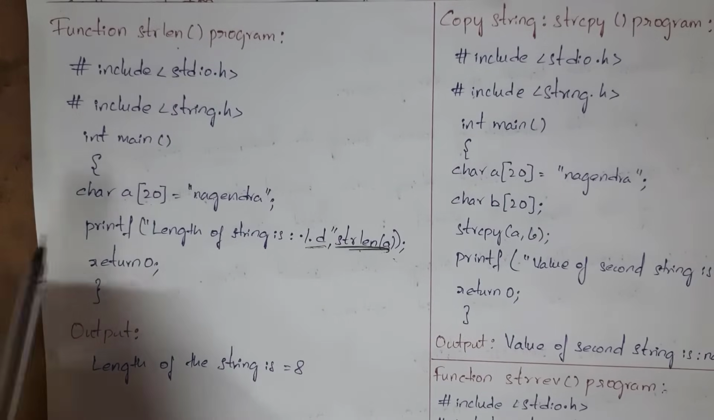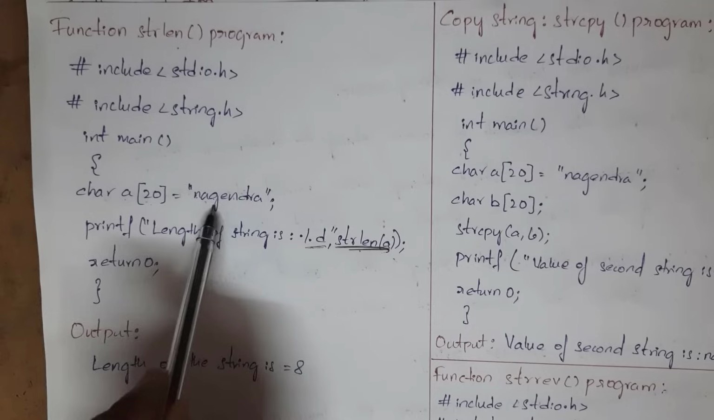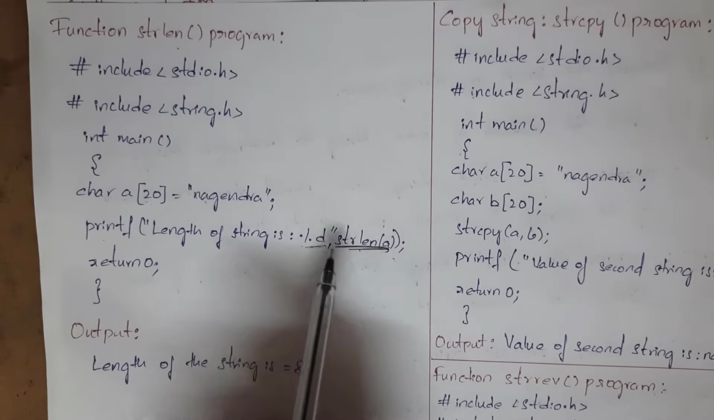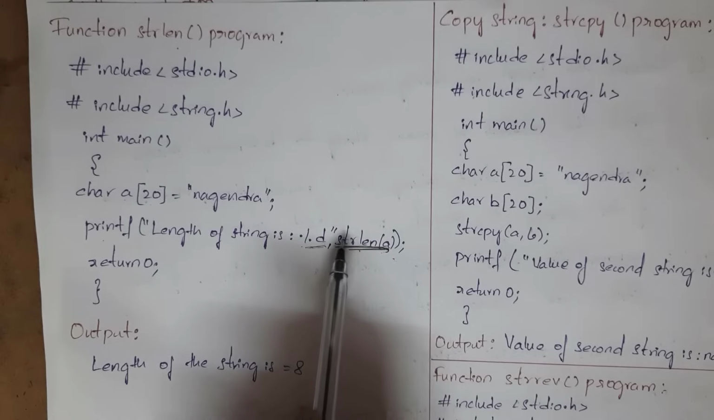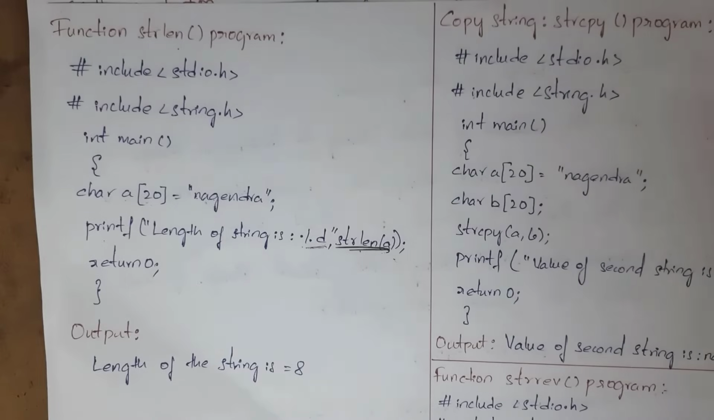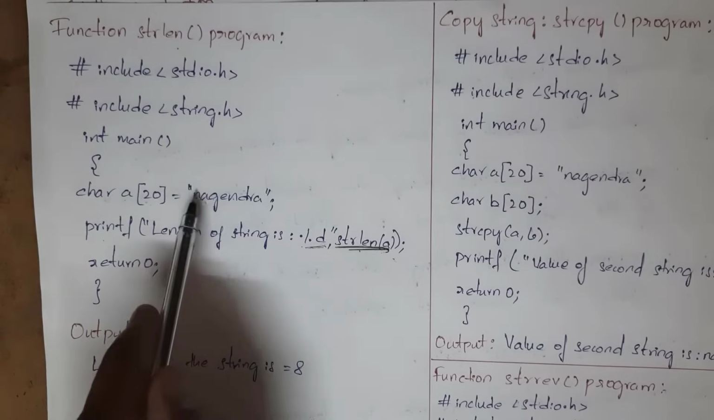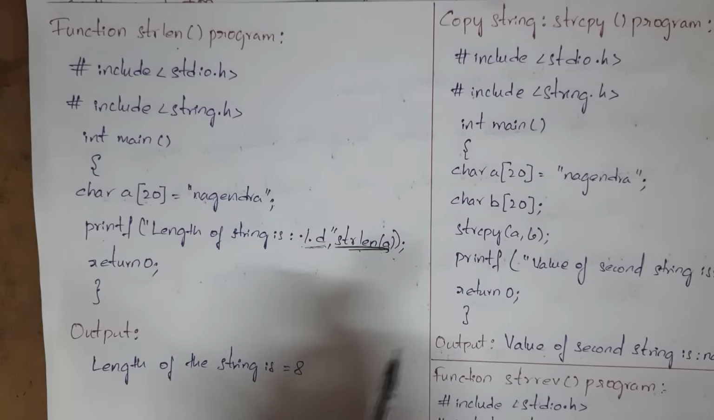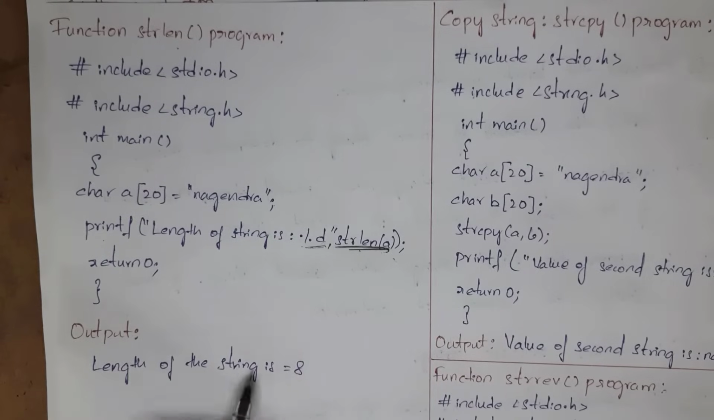This is example. Here I written character A of 20 equal to Nagendra, and inside printf I written length of string is %d comma strlen of A. By writing strlen of A, it will count length of string A. That means it will count how many characters are present. 1, 2, 3, 4, 5, 6, 7, 8. Total there are 8 characters present. So now I will get output as length of string is 8.